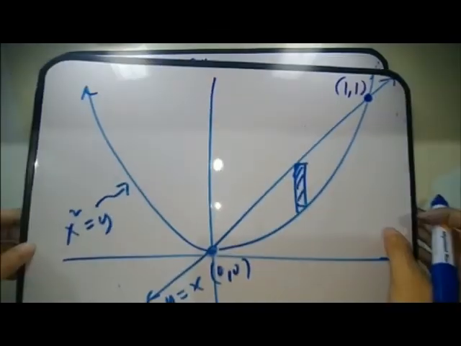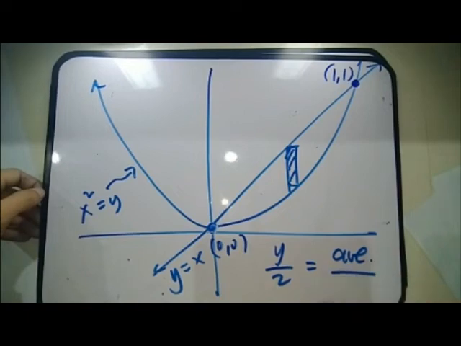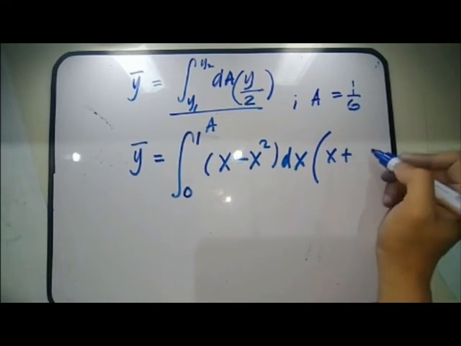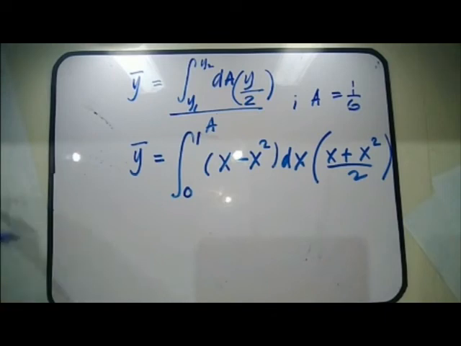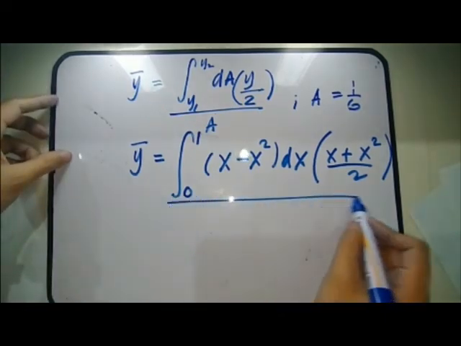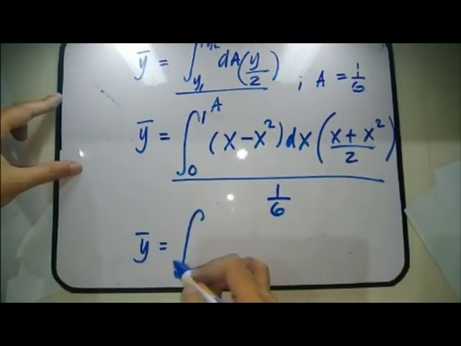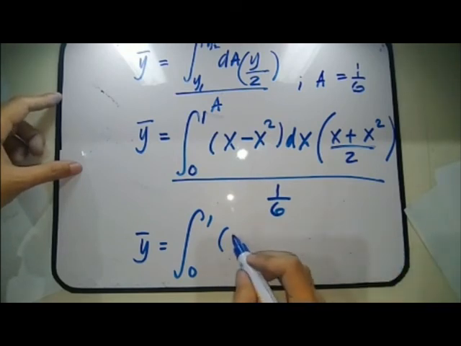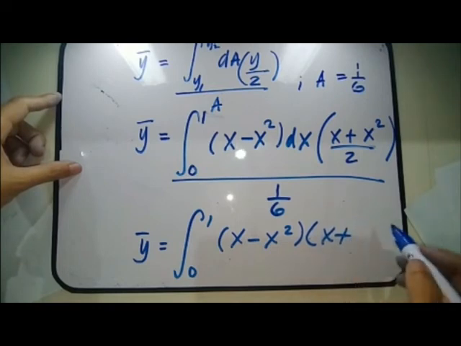Ang y upper natin guys, that is x, and ang y lower natin is x squared. So kukunin natin yung midpoint niya. So y over 2 is equal to yung average niya or yung midpoint. So that will be x plus x squared all over 2. All over area na 1/6. So i-simplify lang natin guys. So you have here y bar equals, so the definite integral, that is x minus x squared times x plus x squared all over 1/3 na siya.